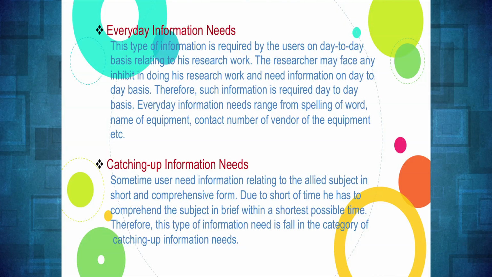of the users. The third type of information need is everyday information needs. This type of information is required by the user on a day-to-day basis relating to his research work. The researcher may face any inhibition in doing his research work and need information on a day-to-day basis. Everyday information needs range from spelling of words, names of equipment, of vendors, or any problem they face while doing their research.